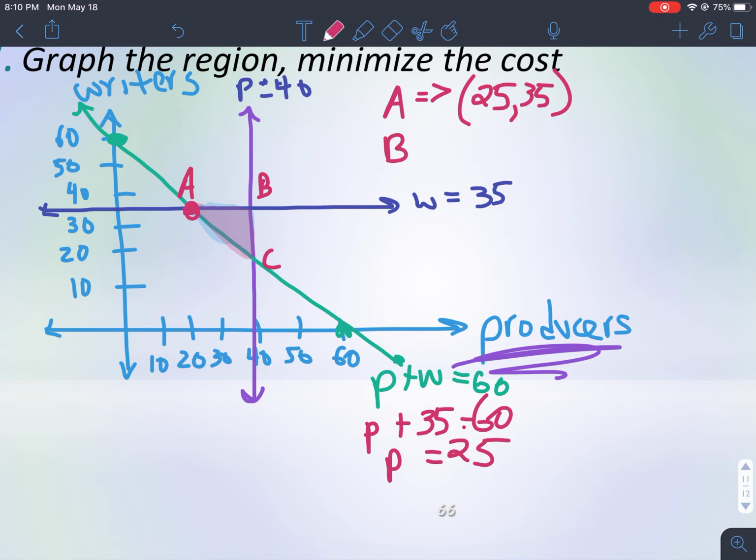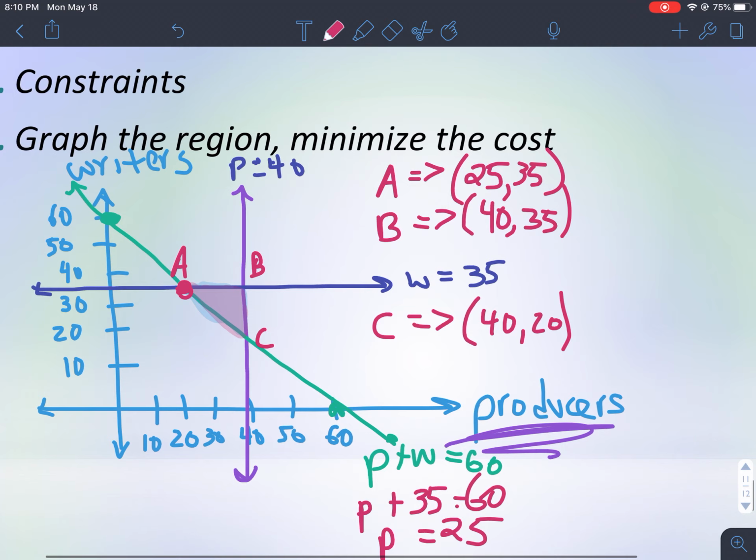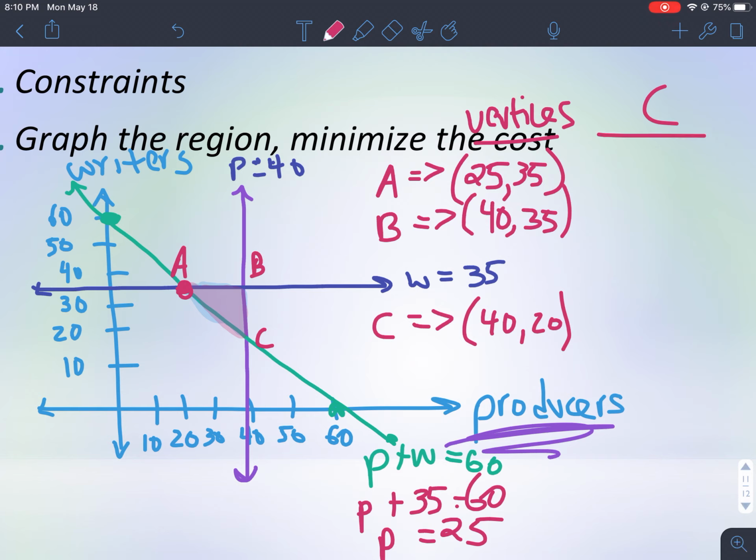Okay, point B should be 40, 35, and point C should be 40, 20, because it has to add up to 60. These are our vertices, and now let's look at the cost.